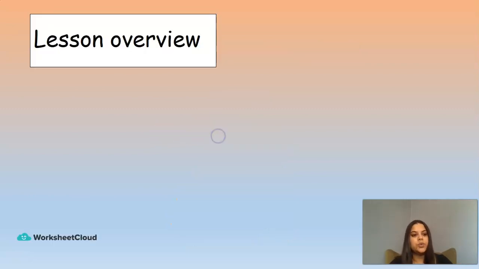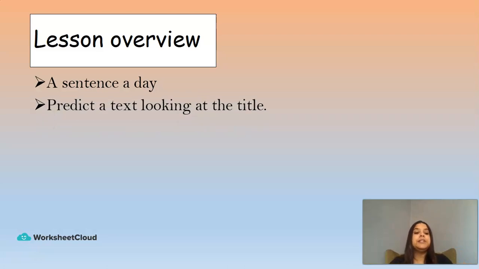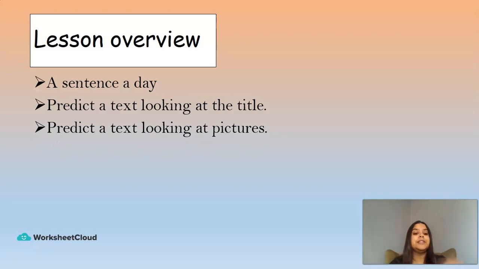So the objectives or the lesson overview for this lesson is we're going to firstly do a sentence a day. What we've done previously is break up the sentences into their parts of speech, we're going to do that first. And then we're going to predict a text looking at the title only. So we're going to try and guess what we think a story could be about just looking at the title. We're going to predict a text looking at the pictures. After I give you the title, I'm going to put some pictures up on the screen and we're going to try and predict the story looking just at the pictures.